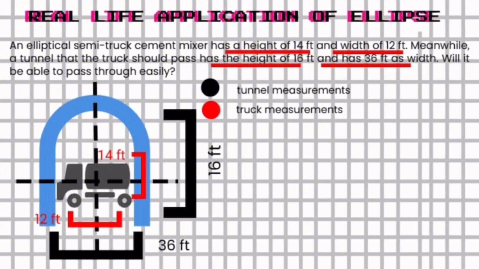Now, here comes the problem and the sketch. An elliptical semi-truck cement mixer has a height of 14 feet and a width of 12 feet. Meanwhile, a tunnel that the truck should pass has a height of 16 feet and 36 feet as width. Will it be able to pass through easily?